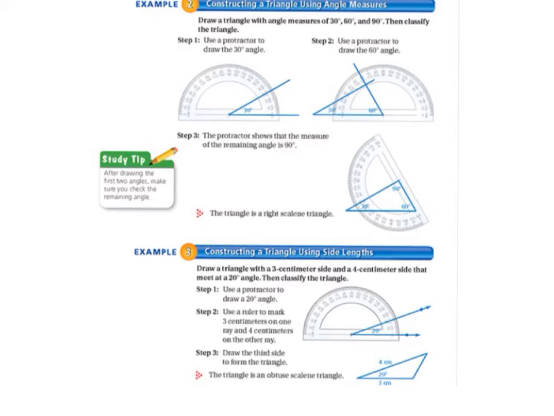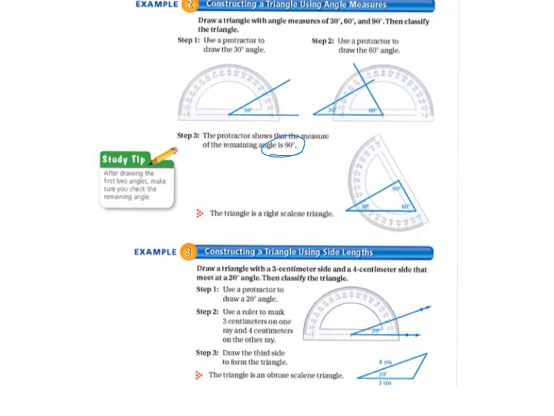Step 2, use a protractor to draw the 60-degree angle. And so you use your bottom line again, and you just measure 60 degrees from the other end of that same line. And your lines are going to cross at the top, and that's okay. You can erase those crossing ends. And step 3, the protractor shows that the measure of the remaining angle is 90 degrees. So as we discussed in class, that adds up to 180 degrees. If yours is off by a little bit, remember it's just human error. It doesn't mean that the triangle is wrong.